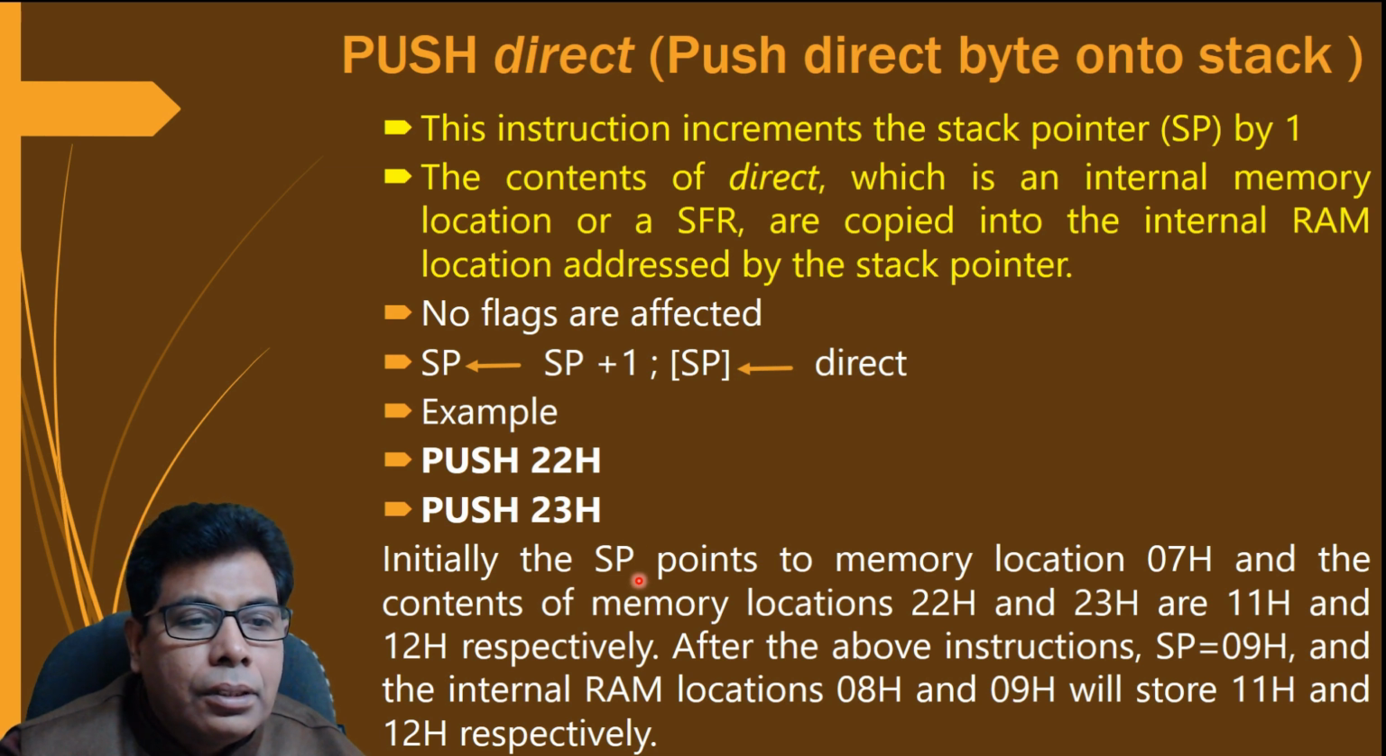Now the stack pointer points to memory location 07. As we have after reset, it will point to 07, and the contents of memory locations 22 and 23 are 11 and 12 respectively. That is what we are assuming. So after these two instructions, what will happen?